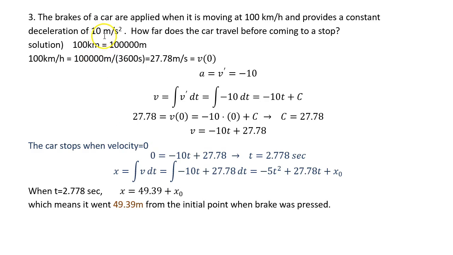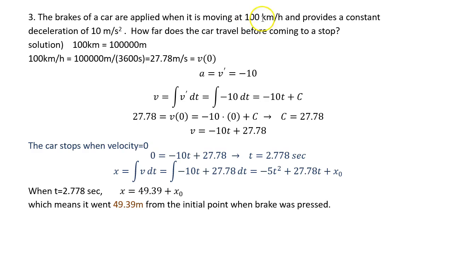So let's stick to meters for distance, so the 100 kilometers is 100,000 meters, and also seconds for the time, so that 1 hour is 3,600 seconds. Therefore, 100 kilometers per hour can be changed into 100,000 meters per 3,600 seconds, which calculates to 27.78 meters per second.